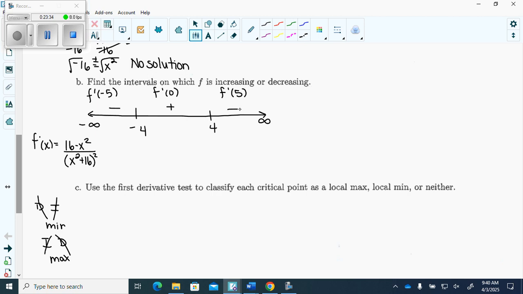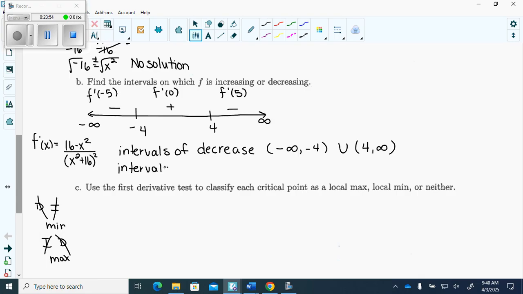So remember, intervals of decrease: negative infinity to negative 4, or 4 to infinity. And then intervals of increase: negative 4 to 4. Okay.